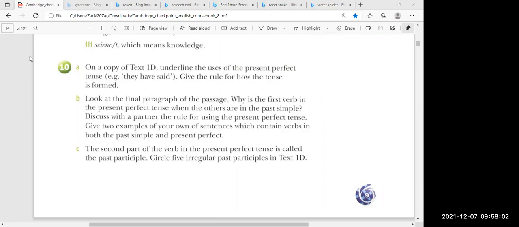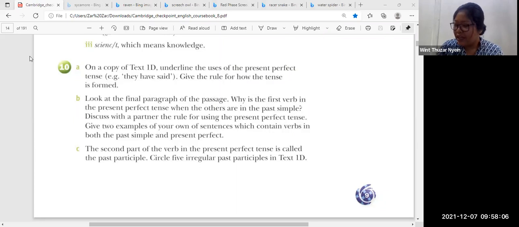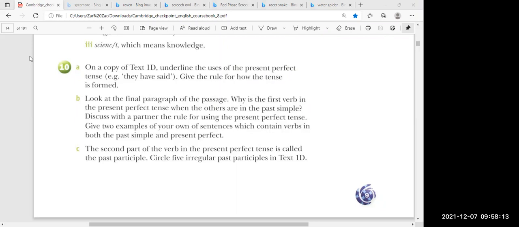Teacher, which passage? I just joined again. Yeah, we are reading 1F on page number 11. Oh, okay, teacher.